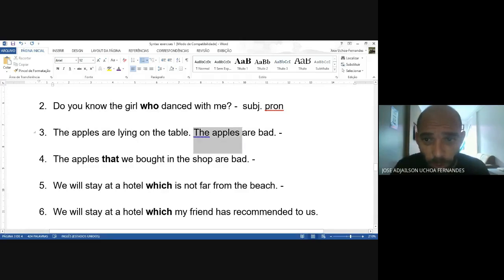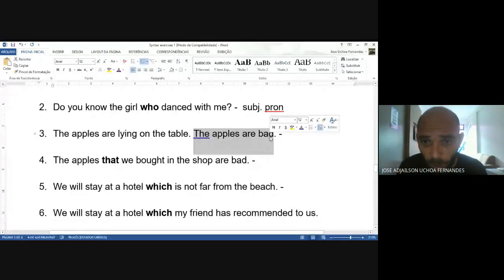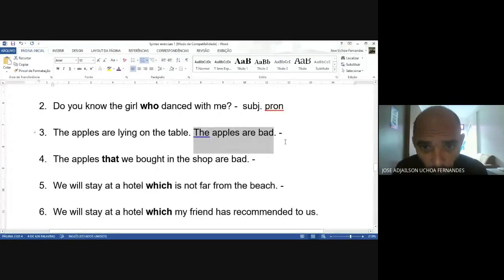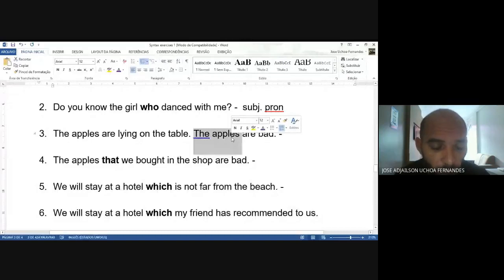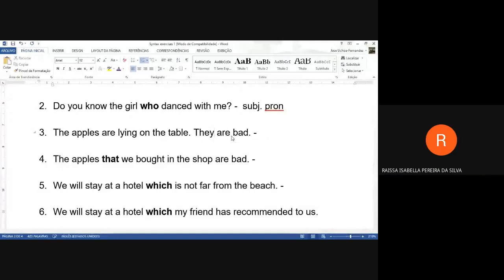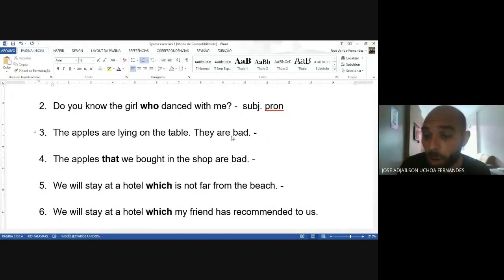Forget the first part. Let's concentrate on the second part here. The apples are bad. Where is the subject? The apples. What kind of pronoun can I use instead? They. So is "they" an object or subject pronoun? If "they" plays the role of a subject, it's a subject pronoun.